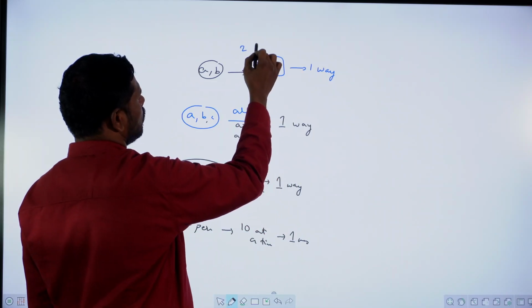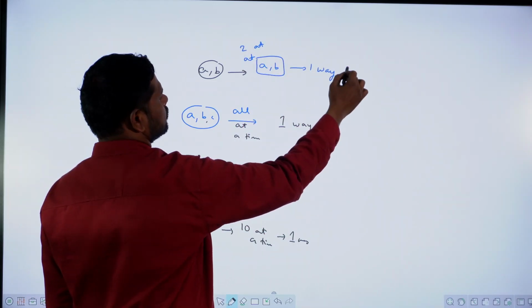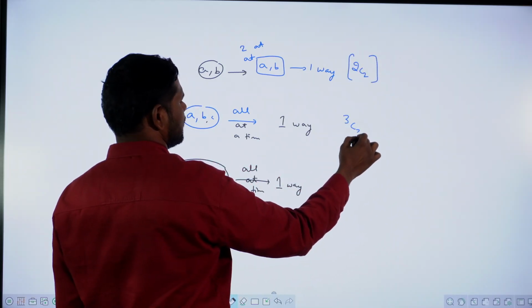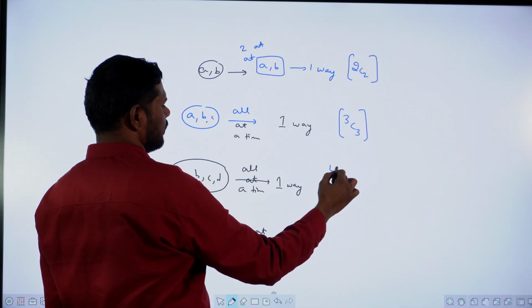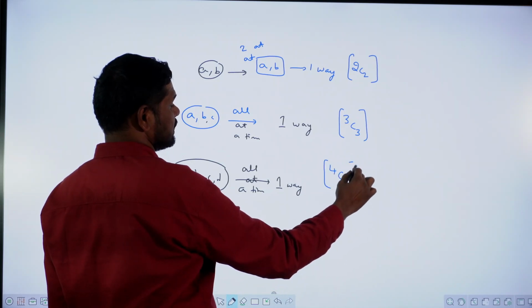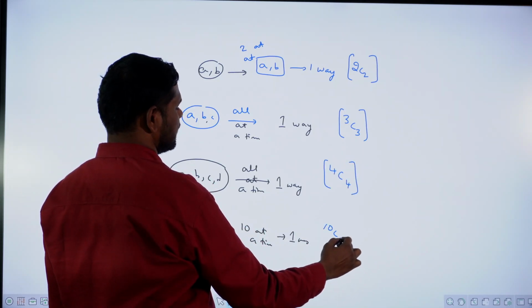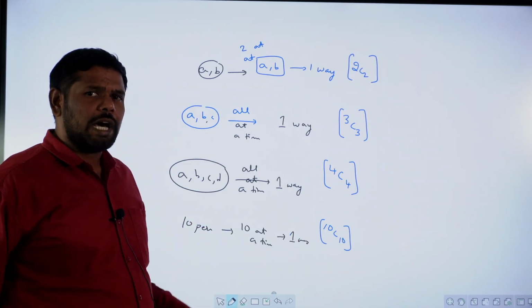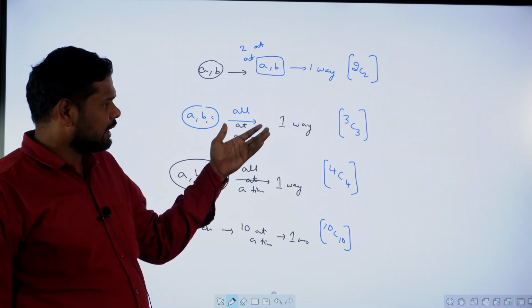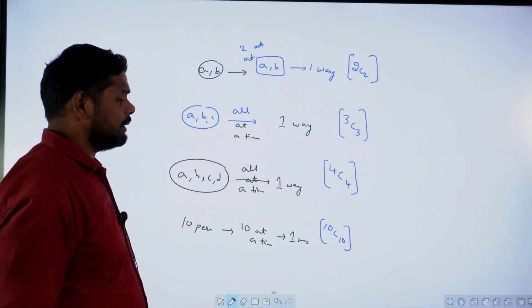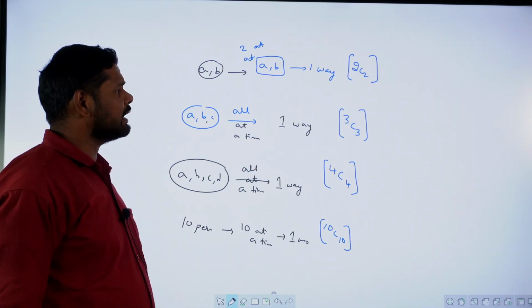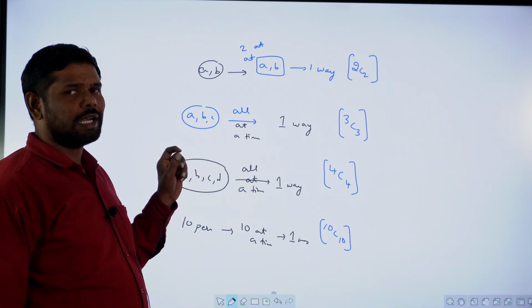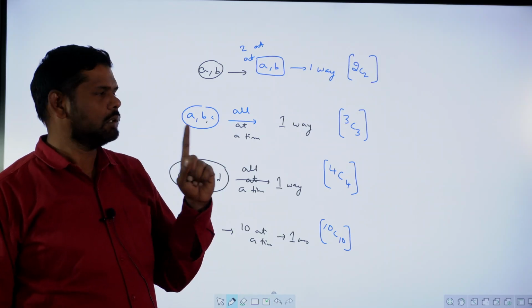How? Here I am writing. Two persons, two at a time, 2C2, nothing but 1. Here 3 members, 3 at a time means 3C3. 4 members, 4 at a time, 4C4. Selections. Here 10 persons, 10C10. This value is how much? 1. Simple. For arrangements we go for the P calculation. Here for selections we go for the C. 4C4, 10C10, 3C3, 2C2 all give exactly one way. All at a time means only one possibility, that is one way.